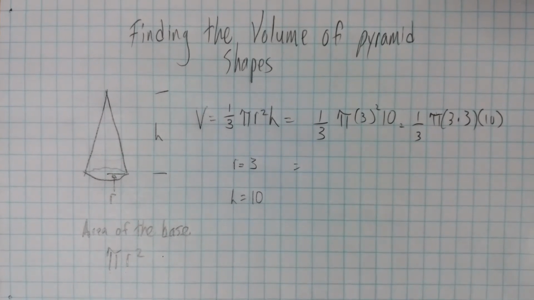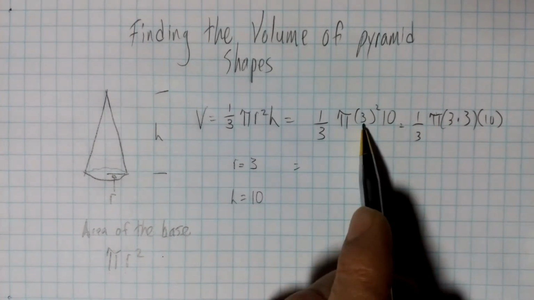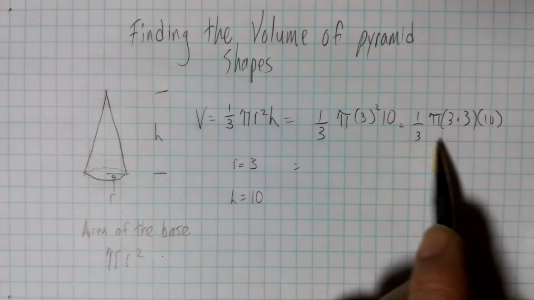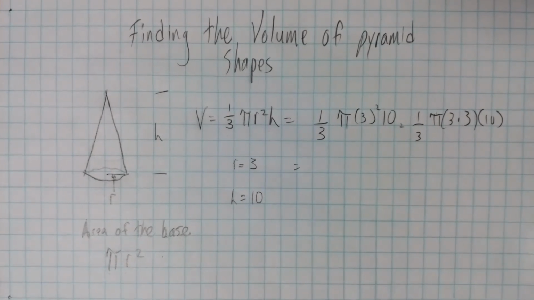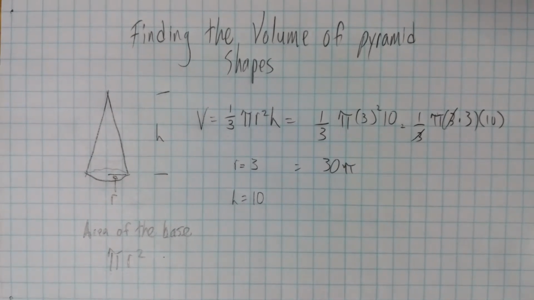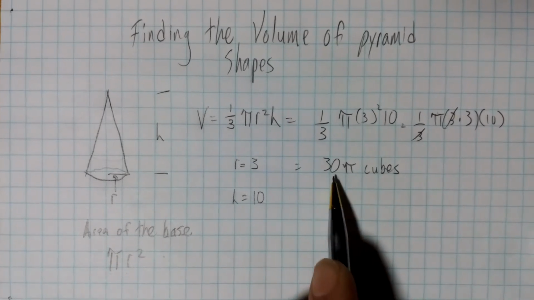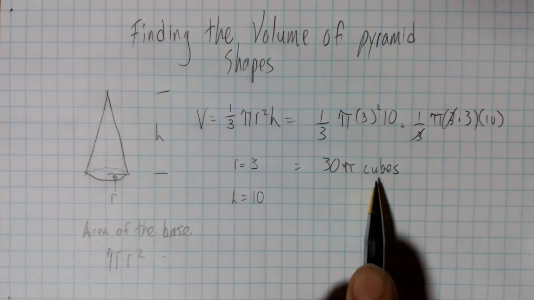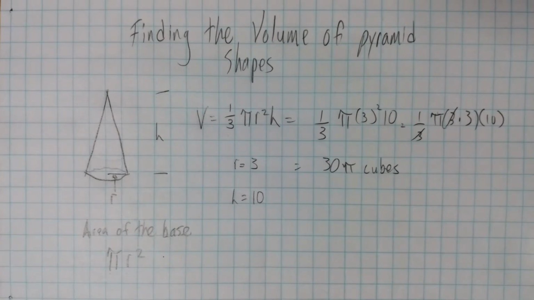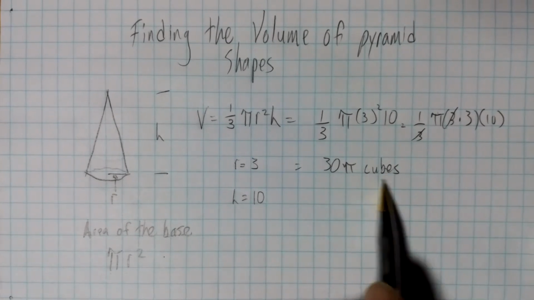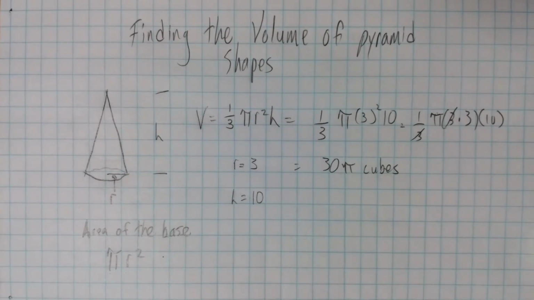Now, doing a little algebra here, I'm actually going to spread out my 3 to a 3 times 3. And notice here, 2 of the 3's cancel, so actually I'm just going to get 30 pi, but remember, we're talking about a volume. So in this case, the final answer is 30 pi cubes. I haven't given inches or meters or centimeters, so you just have to know that we're talking about cubes.